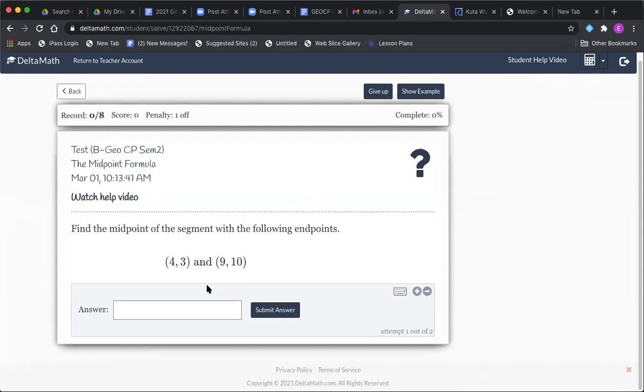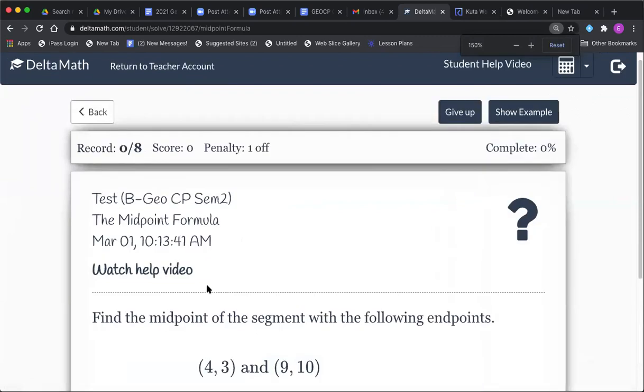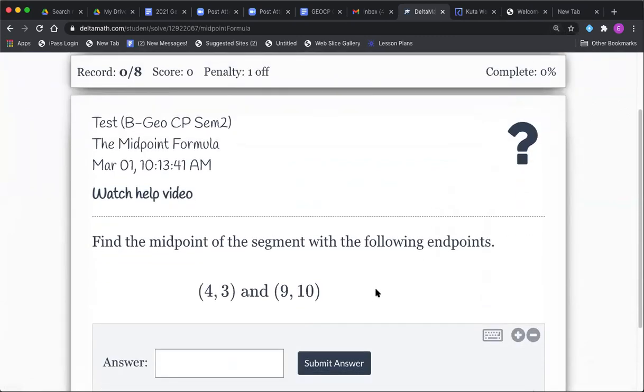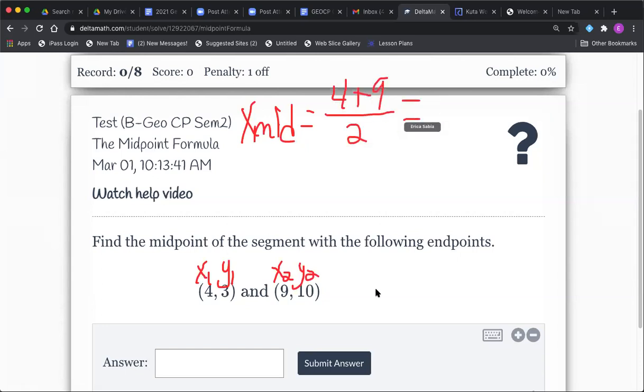So if I come in here, let me zoom in a little bit so we're all sure we can see. So there's my 2 endpoints. What I need to do is say, okay, here's x1, y1, and here's x2, y2. So when I go to find these midpoints, x of the midpoint is just going to be 4 plus 9 divided by 2. So that's 13 divided by 2, and 13 divided by 2 is just what, 6.5?